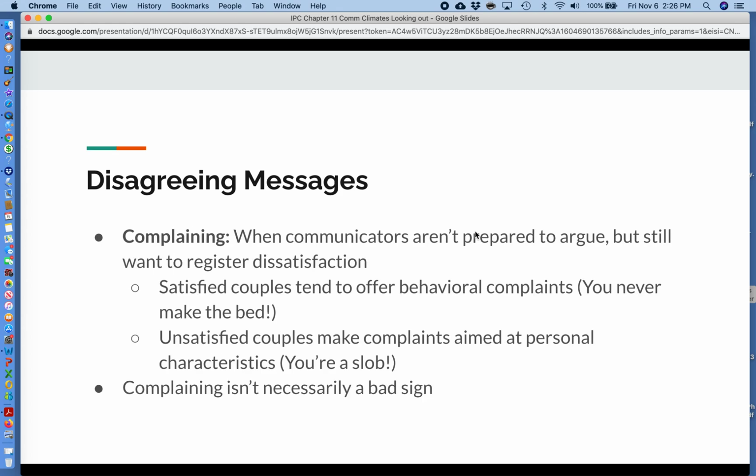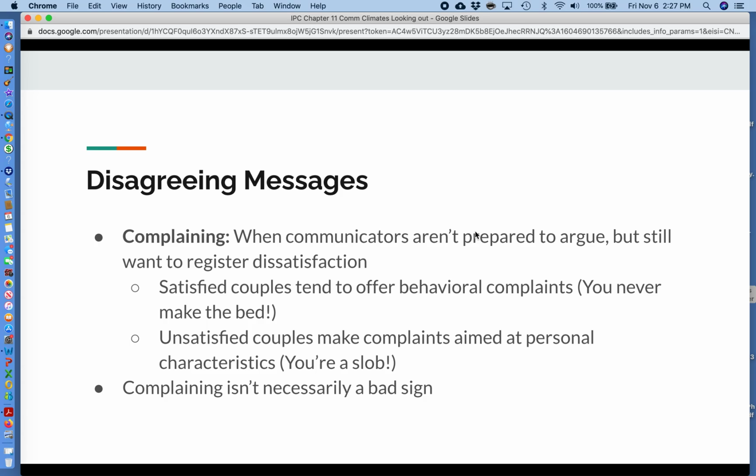So, some other forms of disagreeing messages. One way that we disagree is through complaining. And complaining, at least from a communication perspective, is when you're not really prepared to argue, you don't really want to fight, but you still want to let somebody know that you don't agree. You're registering dissatisfaction.